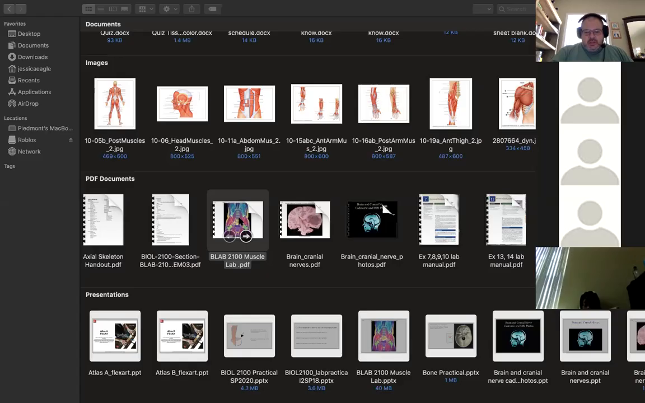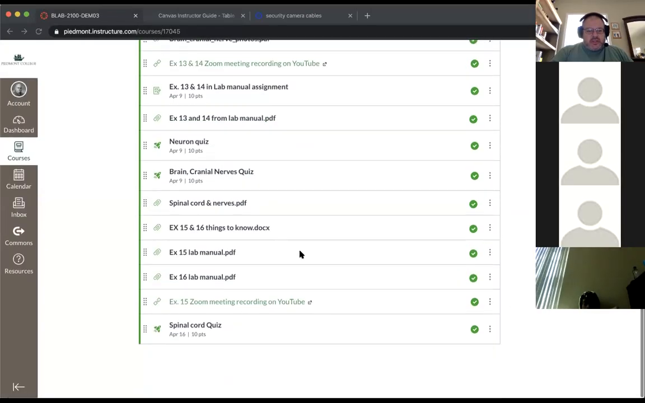Okay, so let's go back to Chrome. And so again, what we're going to look at today is the exercise lab manual here, that is on Canvas.